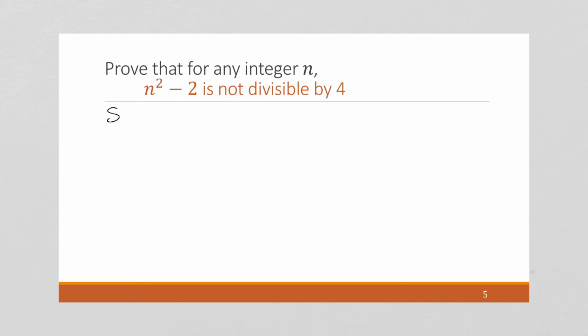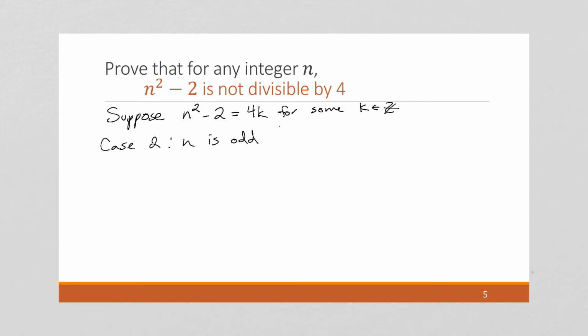So recall, we are supposing that n squared minus 2 is equal to 4k, for some integer k. Okay, now we're going to look at case 2. n is odd. Or again, we could write this as: suppose n is odd.